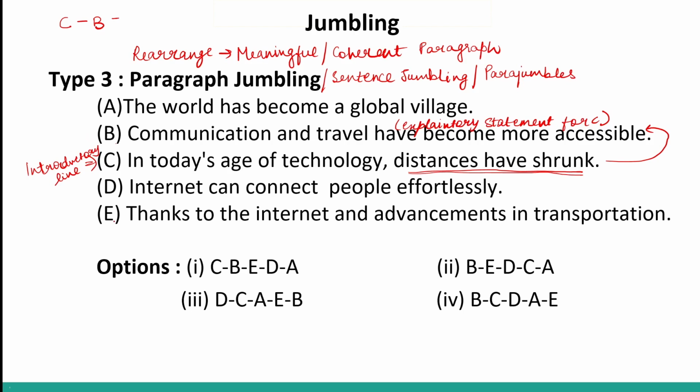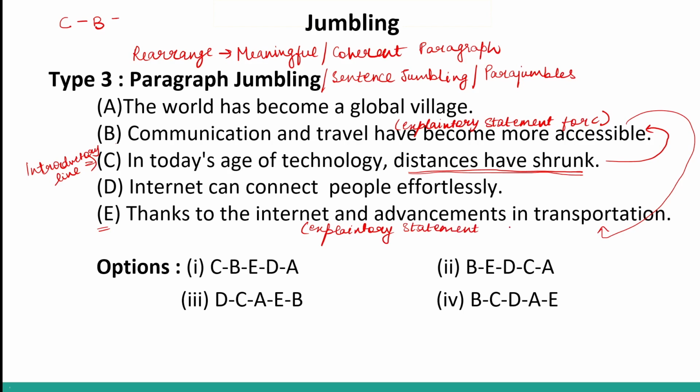Now, how have communication and travel become accessible? This is again explained in E, thanks to the internet and advancements in transportation. So communication and travel have become more accessible due to the internet and advancements in transportation. So I can say that sentence E is the explanatory statement for B.